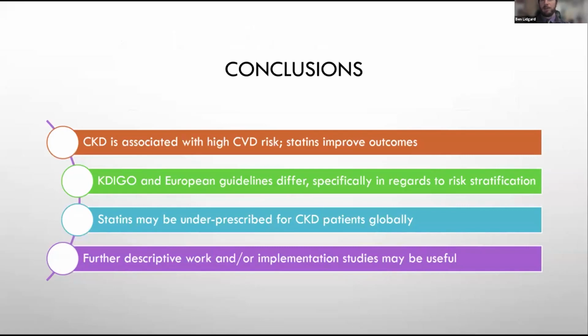Both KDIGO and the European guidelines differ slightly, specifically in regards to risk stratification, but they both seem to recommend that we might be underreaching the mark in terms of how often we should be prescribing statins. We might be missing some patients that could derive benefit. So I think that further descriptive work looking at practice patterns, why these patients aren't getting statins, or possibly implementation studies to see if we can improve prescription practices might be useful in terms of preventing cardiovascular disease in this uniquely vulnerable population.